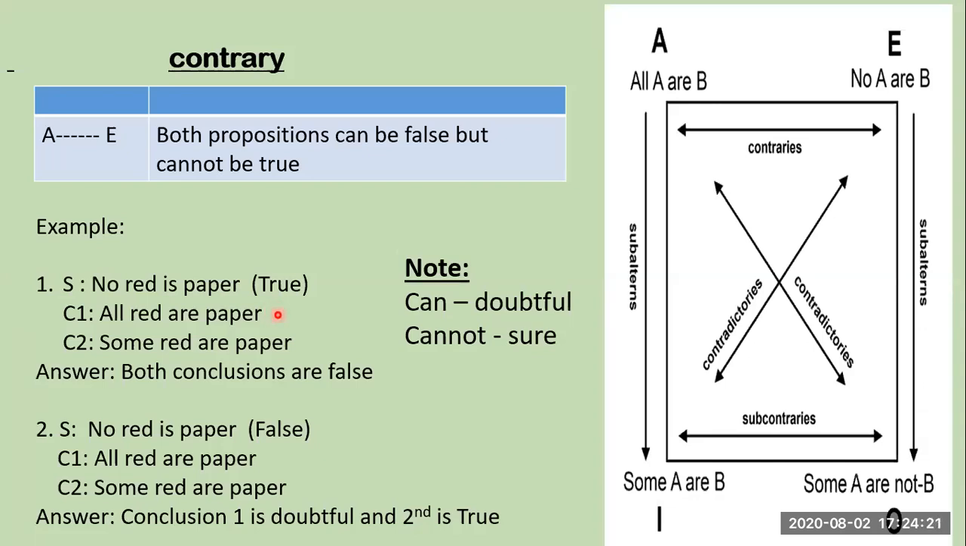And move to the second one. Again, take the first statement and conclusion two. No red is paper, and some red are paper. So "no" is E, and in statement two, "some" is this one. So it is opposite, right? Opposite is nothing but contradictory. So if this is true, then this has to be false. That's the condition of contradictories. Clear? So both statements are false. This we have already proved is false, and as per the contradictory rule, even this is false. So your answer should be both conclusions are false.